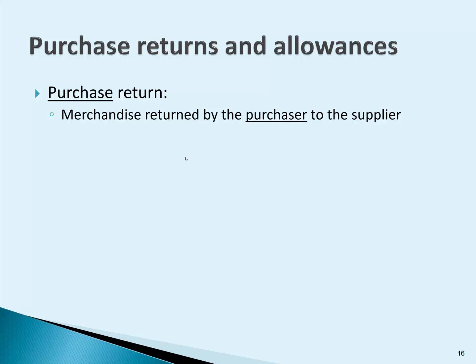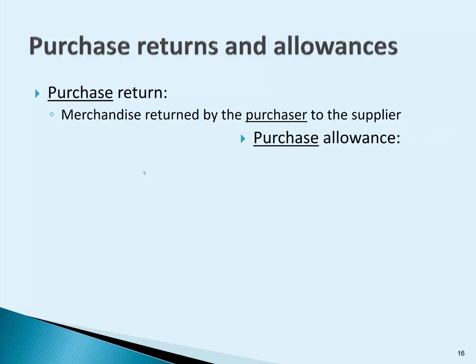So merchandise is returned by the purchaser to the supplier. Why did we return it? Well, they might have sent us the wrong color, they might have sent us the wrong amount, it might have been damaged, etc. So purchase returns are pretty common. I'm sure you bought some jeans and then had to return them later. So for you, that would be a purchase return.